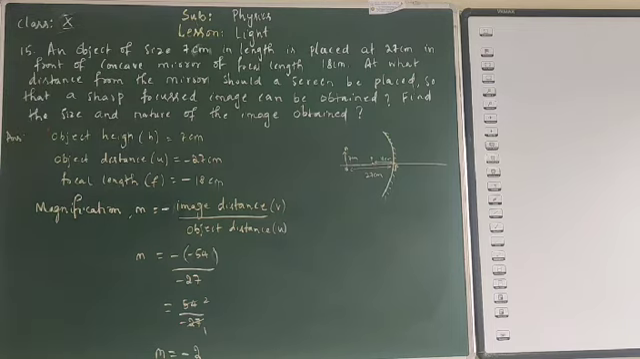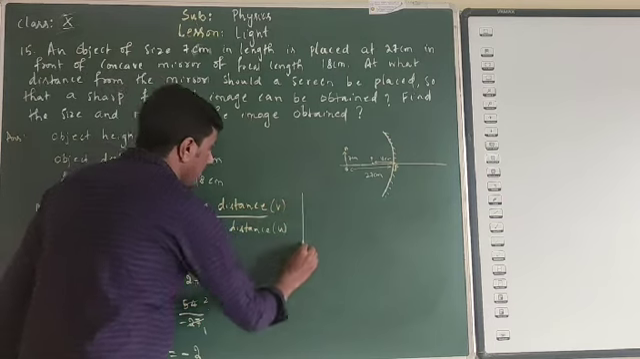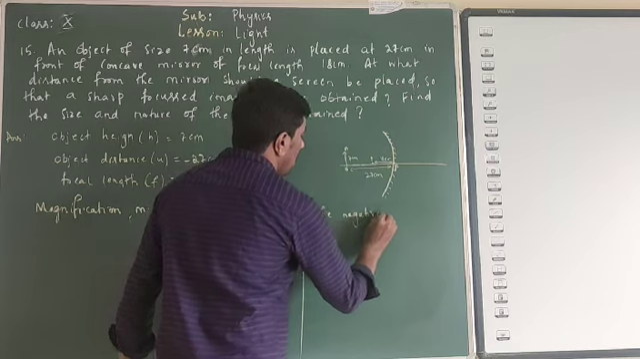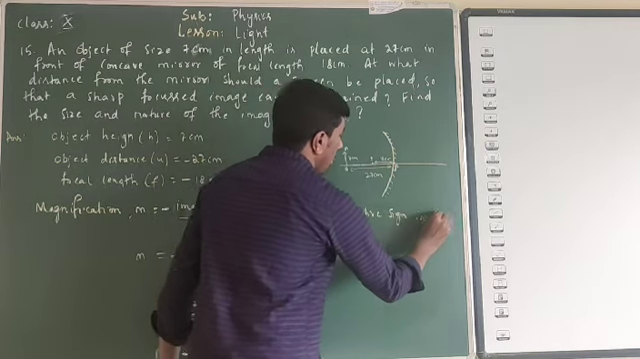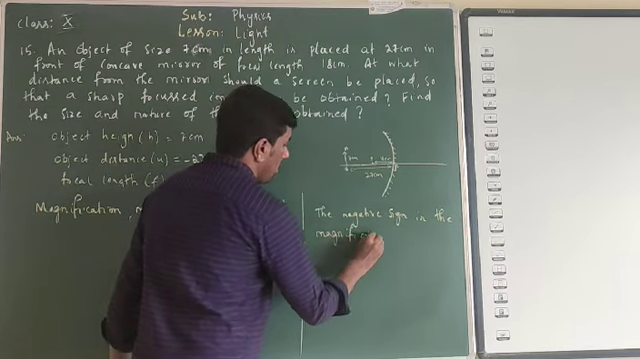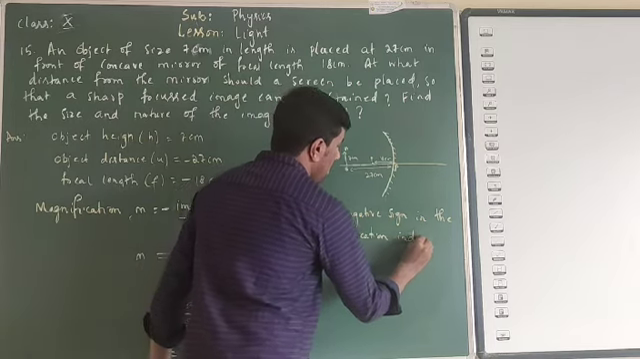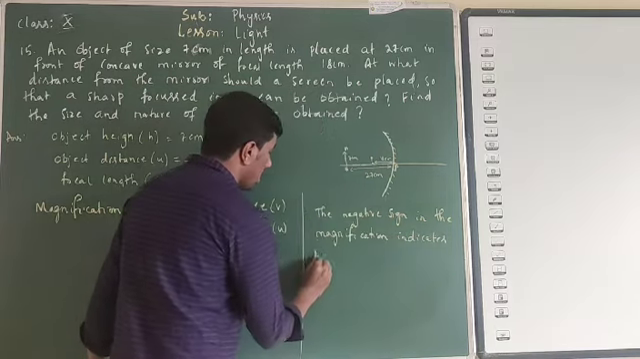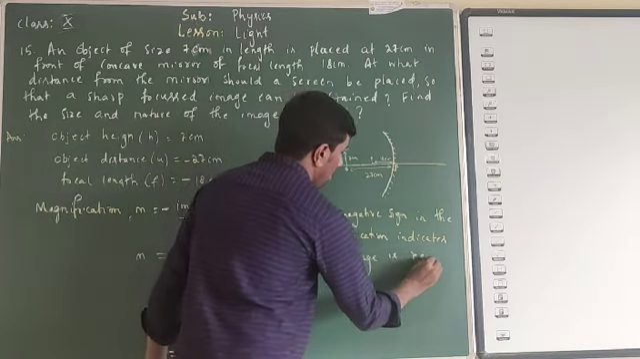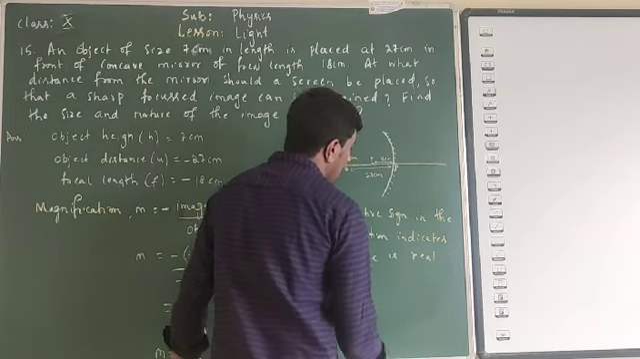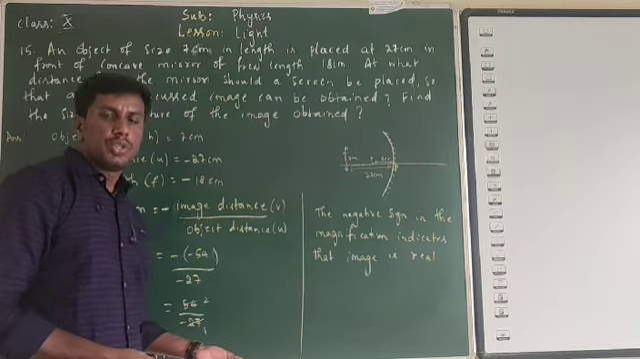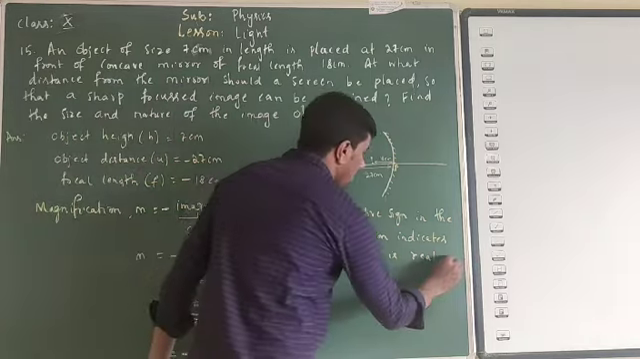We will conclude that the negative sign in the magnification indicates that the image is real. If it is real, then definitely it is an inverted image only, right? So real and inverted.